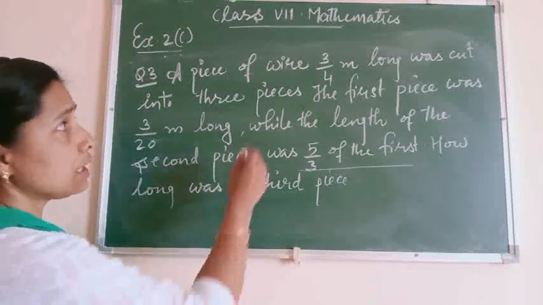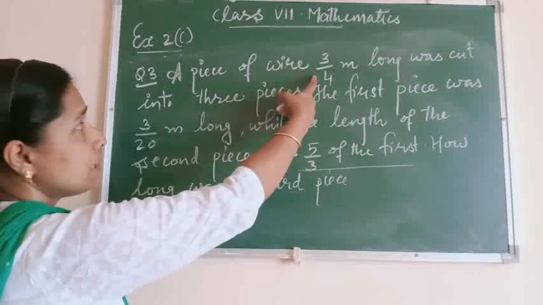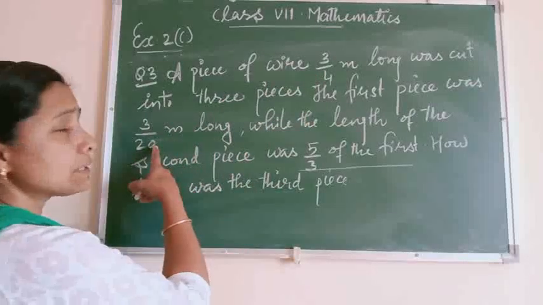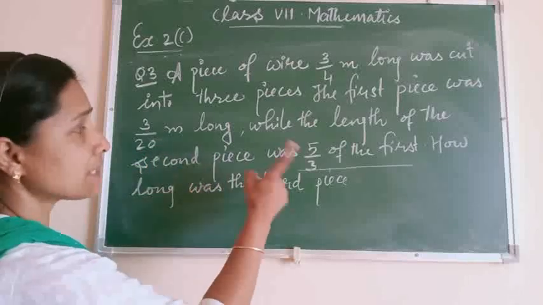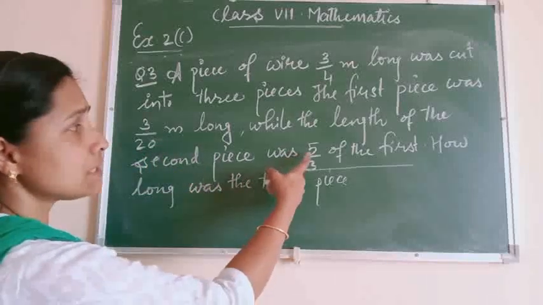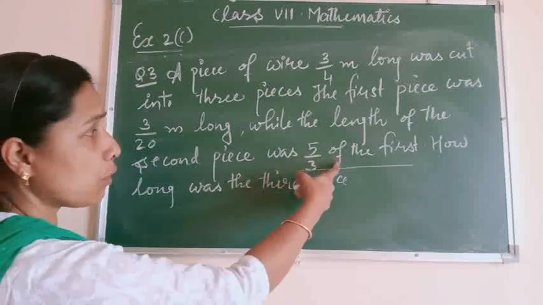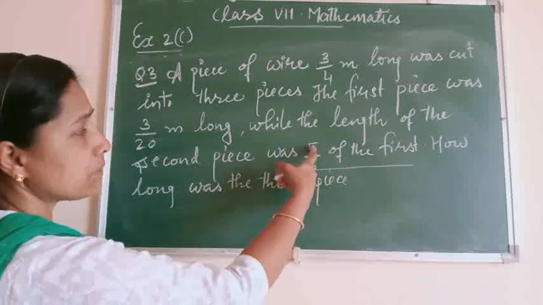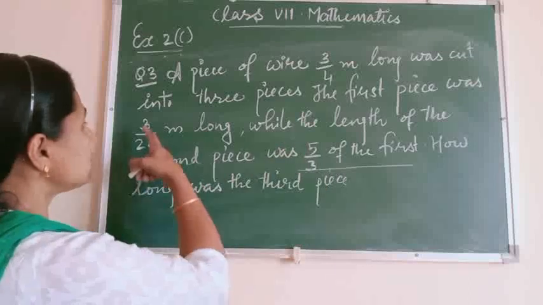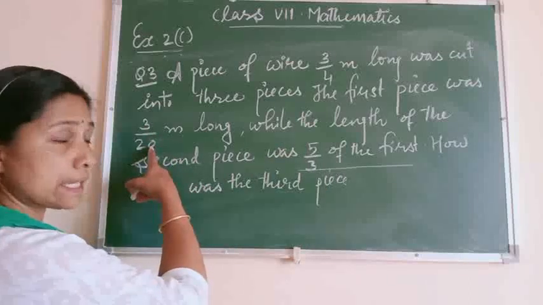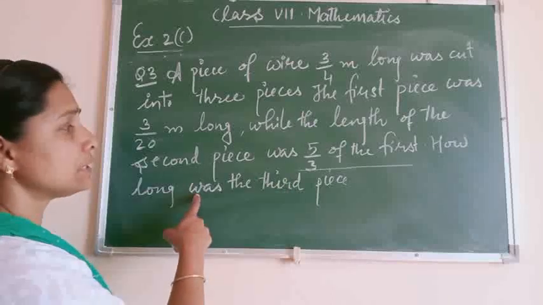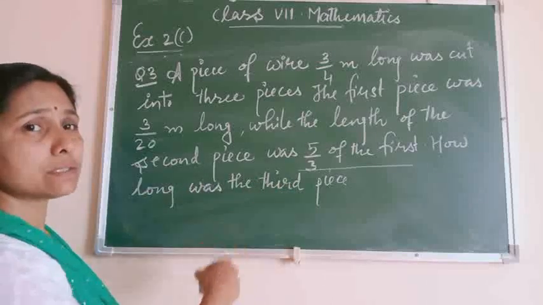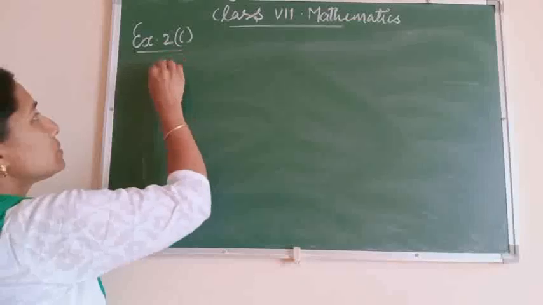In this question, total length is given, 3/4 meter, and the first piece length is given, 3/20 meter. Using this, we have to find the length of the second piece. Length of the second piece is equal to 5/3 of the first, that means 5/3 multiplied by 3/20. After getting the second piece, you have to find out the length of the third piece. Now, solution.